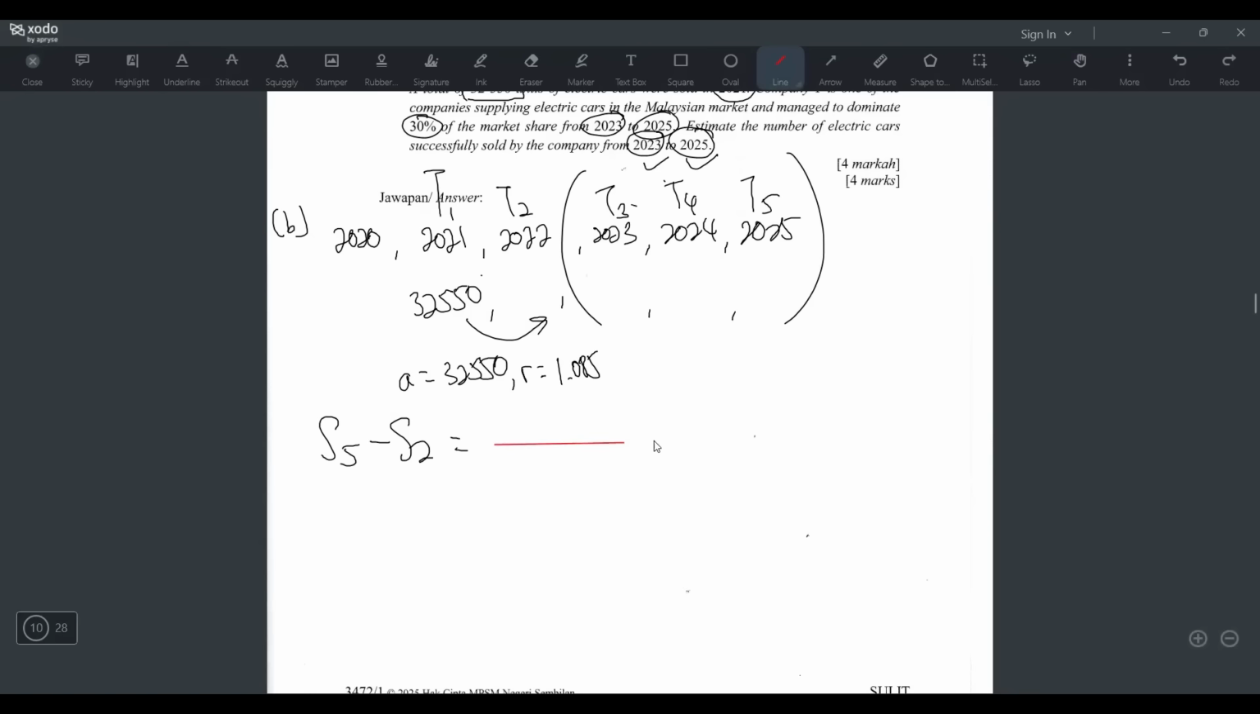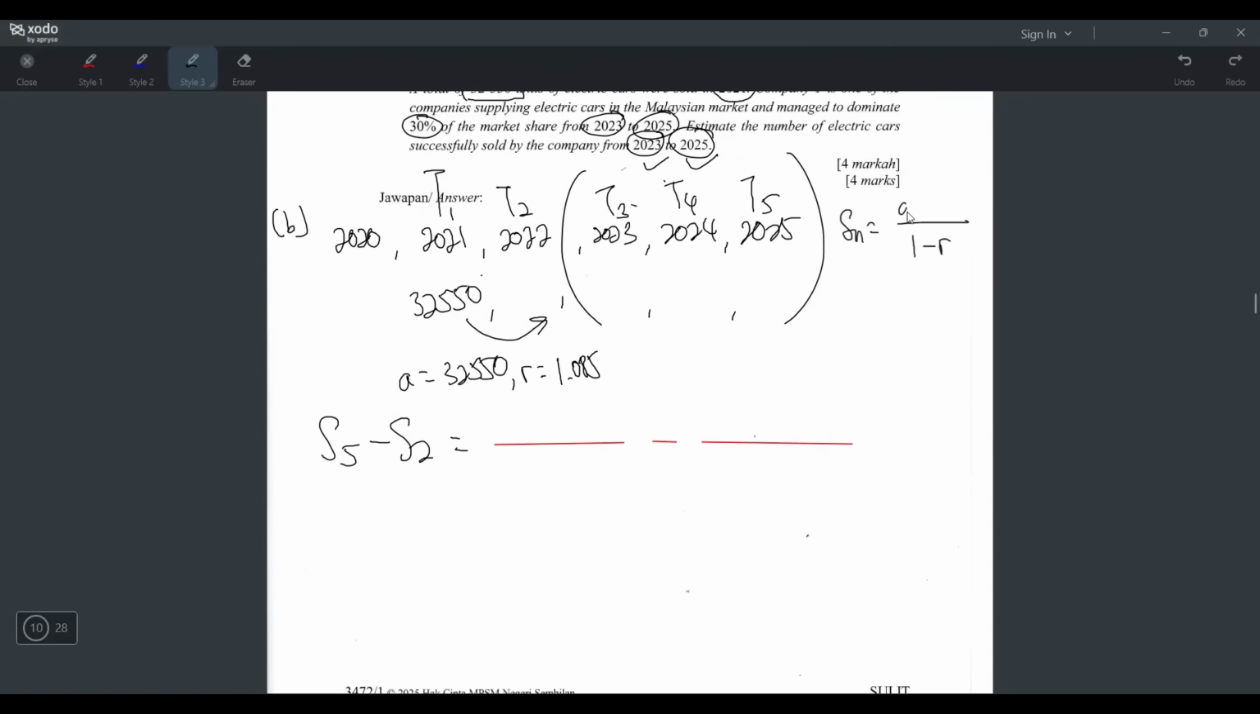Alright, the Sn formula has a fraction. Let me write down the Sn formula. If it's 1 minus r, the top will be a(1 minus r to the power n). But if it's r minus 1, the top will be a(r to the power n minus 1). We will use this when your r is smaller than 1, and this one when r is bigger than 1. So your r is 1.085, so it's bigger than 1. So you should use the r minus 1 formula.